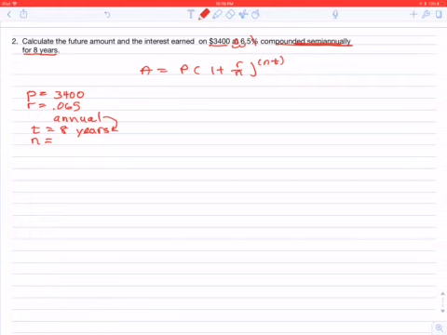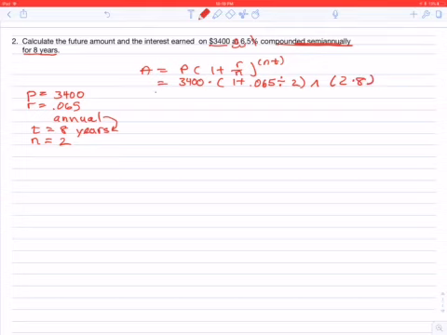I'll calculate the interest and add it on. And it's 2. So I'll just plug it in. So 3,400 times 1 plus R, 0.065 divided by N, so divided by 2, exponent, in parentheses, N times T. Close the parenthesis. I'm going to do that all in one line, and I get the future amount of $5,671.79.